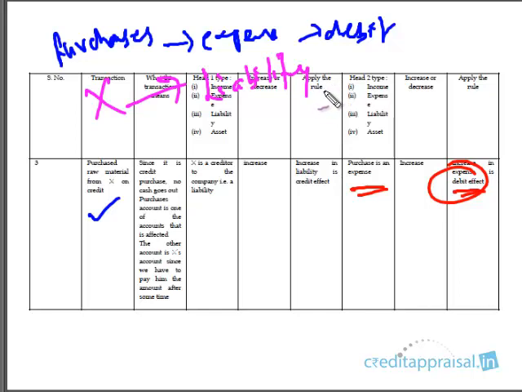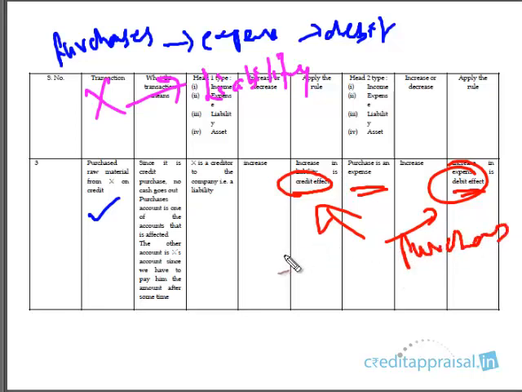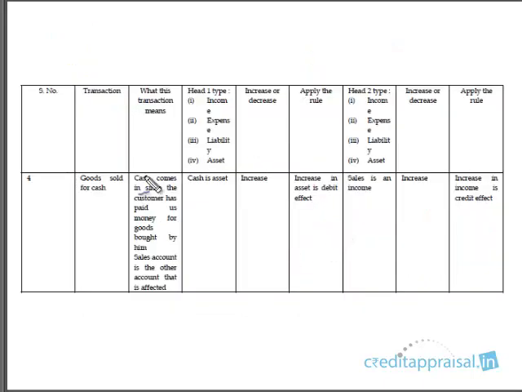So what do we do? We credit all liabilities. So this is a credit effect. Two heads: one is the debit effect and the other is the credit effect. The debit effect is the purchases, and the credit effect is the X account. Let us take the fourth example.